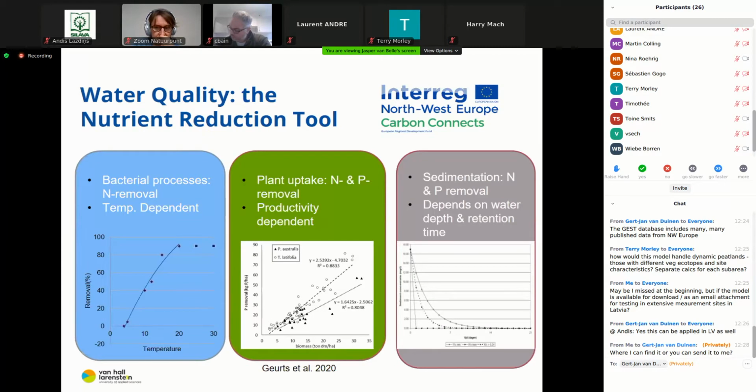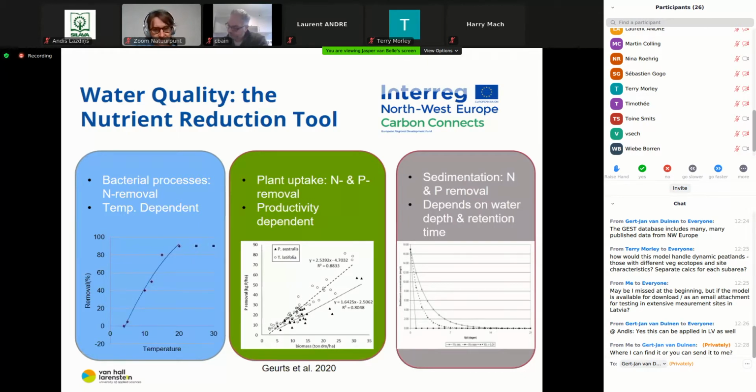This is a preview of what we're working on for the water quality reduction tool. The nutrient reduction tool, I've called this in line with the site emissions tool. Actually, I just came up with the name last night. Basically what we're doing here is we're trying to bring down the huge complexity to manageable proportions.